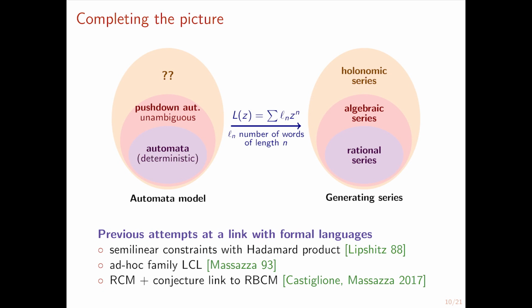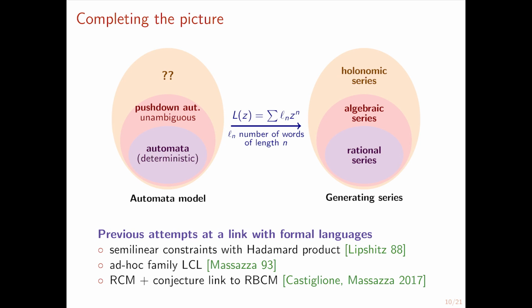Now that the extension on the right has been introduced, let us talk about the extension on the automata side. Previous attempts at a link between holonomic series and formal languages have already been made. Lipshitz explains, at the end of his proof of closure of holonomic series under Hadamard product, that it makes it possible to add semilinear constraints to the number of occurrences of each variable in the monomials of a holonomic series and still keep holonomicity. In 1993, Massazza developed an ad hoc family of unambiguous context-free languages with linear constraints and proved using Hadamard product that their generating series are holonomic.